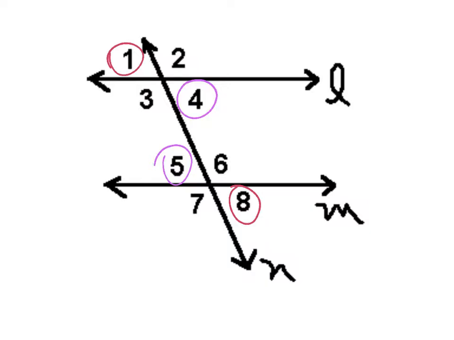The other thing that it's going to ask you to do is corresponding angles. Corresponding angles would be in the same position on each of the parallel lines on the same side of the transversal. So like 2 and 6 that I just boxed in pink.